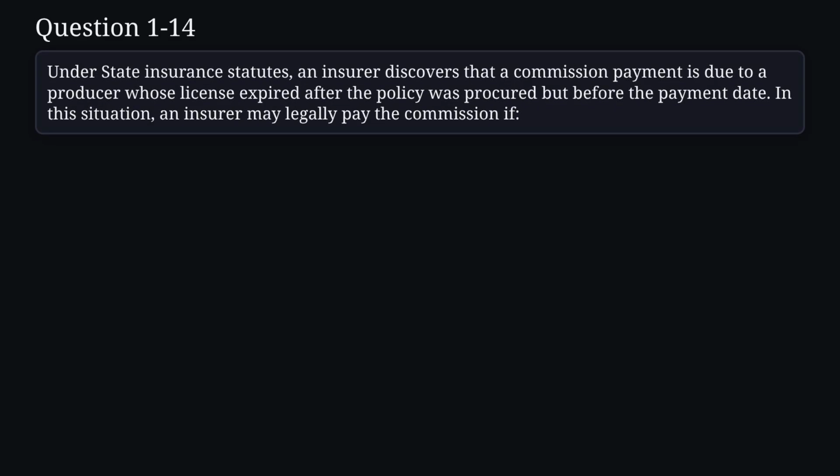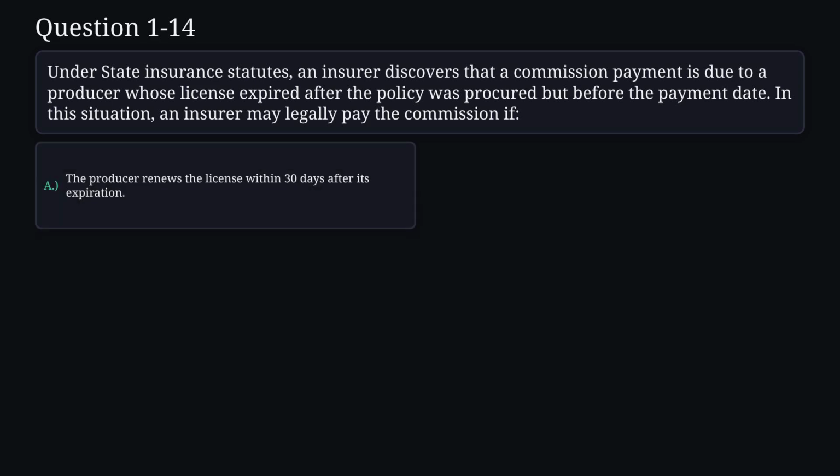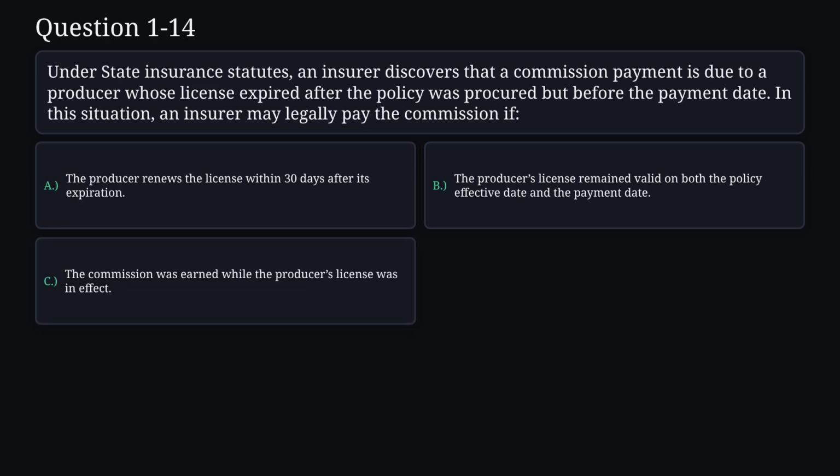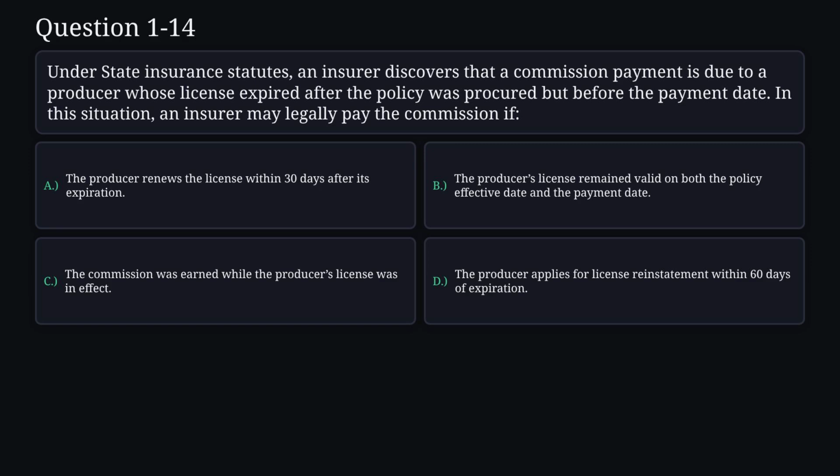Question 14. Under state insurance statutes, an insurer discovers that a commission payment is due to a producer whose license expired after the policy was procured, but before the payment date. In this situation, an insurer may legally pay the commission if A. The producer renews the license within 30 days after its expiration. B. The producer's license remained valid on both the policy effective date and the payment date. C. The commission was earned while the producer's license was in effect. D. The producer applies for license reinstatement within 60 days of expiration.